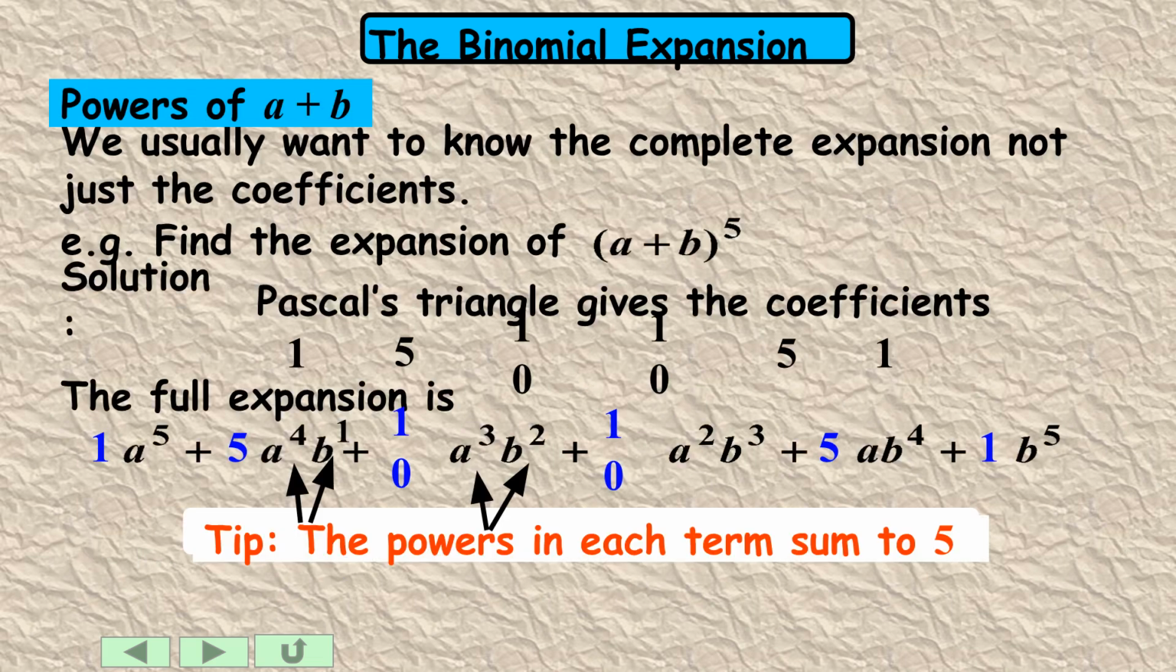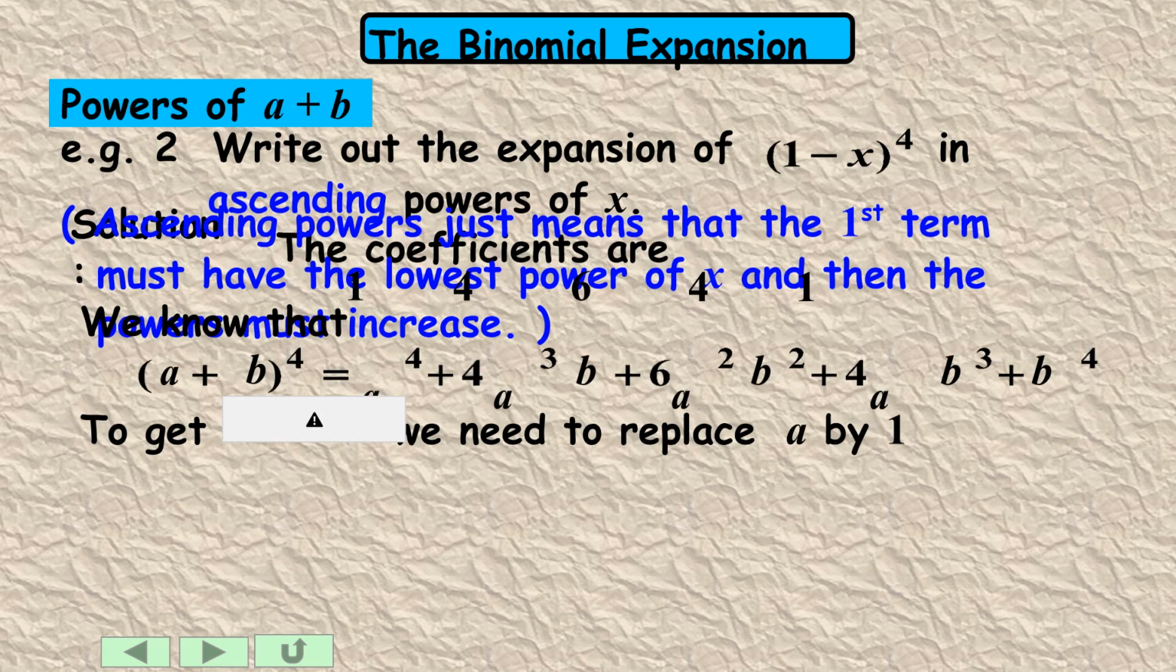We often need the complete expansion, not just the coefficients. For example, to find the expansion of a plus b to the power of 5, Pascal's triangle gives the coefficients 1, 5, 10, 10, 5, and 1. The full expansion is written by combining these coefficients with the powers of a and b. A useful tip: the sum of the powers in each term equals 5.